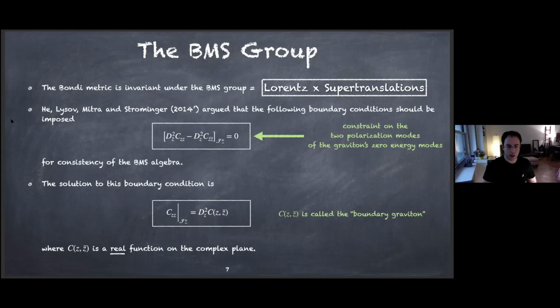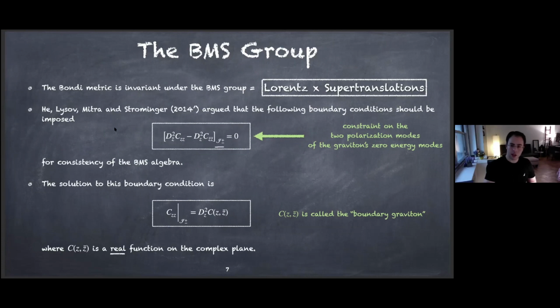conditions. So these are boundary conditions that relate the C_zz and C_z̄z̄ components of the metric at spatial infinity. So it's very important that these are boundary conditions at spatial infinity. Their argument is based on the consistency of the BMS algebra and the action of the BMS generators on the phase space. But the physics is very familiar for us.